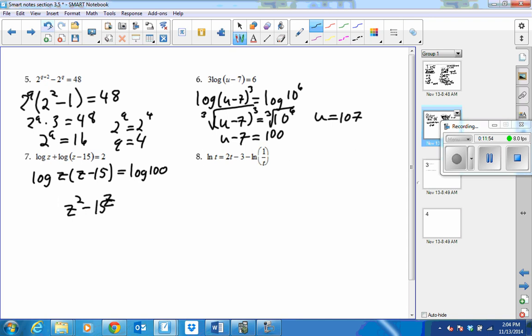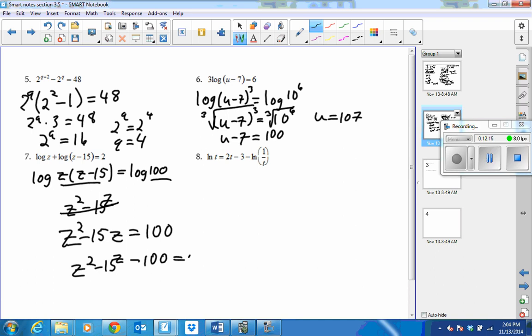Oops. Let me write that again. z squared minus 15z is equal to 100, because that's the power over here equals the power over here. So z squared minus 15z minus 100 equals 0.